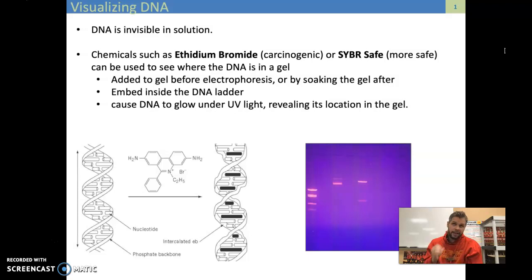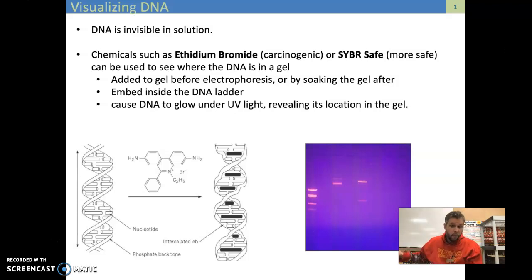So that leads to a problem, as you just read in the lab that you're doing for next week. The problem is we need some sort of way of knowing whether or not the thing that we wanted to get, in this case DNA, is actually in that invisible solution. So that's the problem that we're working with, right? DNA is invisible in solution.